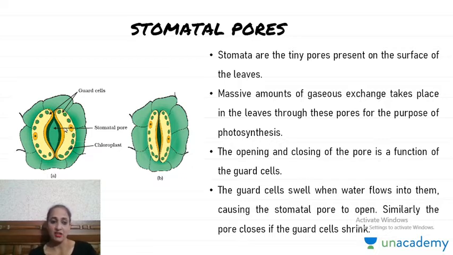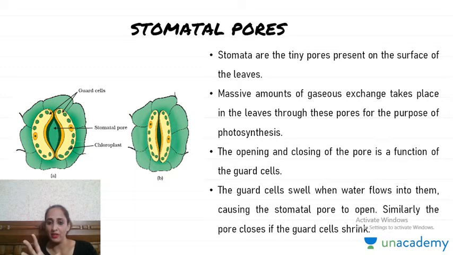These guard cells are kidney shaped cells. How they open and close involves a process called osmosis. But again, that is not in the scope of this chapter or this section, so I will not get into details of what is happening at the guard cell level. This is how it happens: by a change in osmotic pressure, these guard cells open and close. That leads to opening and closing of these pores.